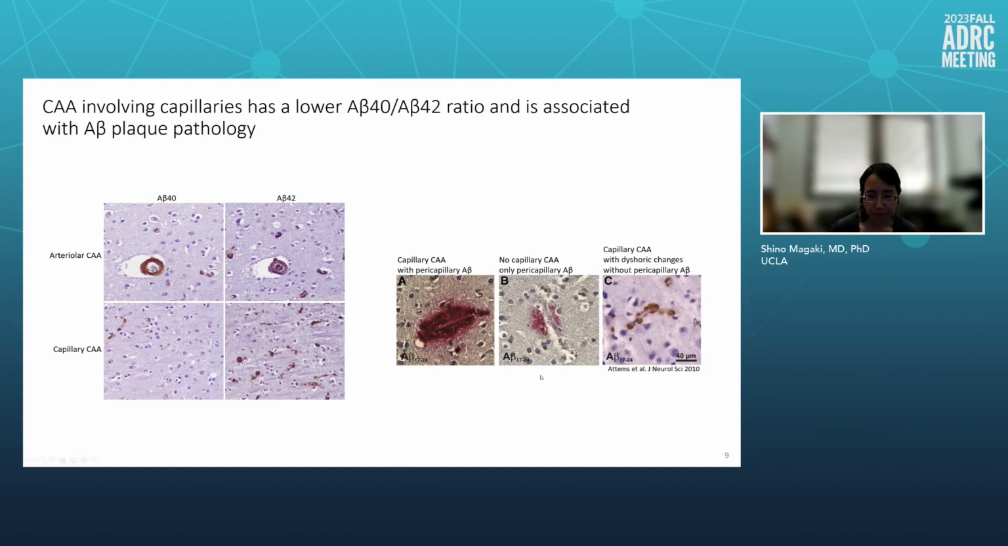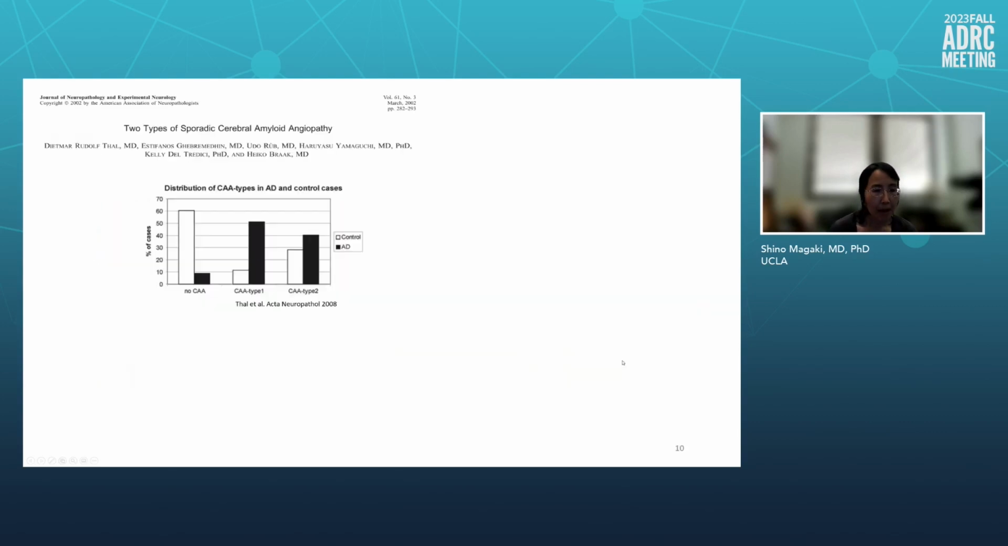And Dr. Adams described the A beta reactivity in the surrounding neuropil as pericapillary A beta, and reserved the term dyshoric changes that we saw in the larger vessels for plaque-like deposits of A beta extending out into the neuropil, but continuous with the basement membrane of a CAA-affected capillary. So much of the work on capillary CAA has been done by Drs. Dahl and Adams, and they subcategorize CAA into two types, whether or not there was capillary involvement. So they called capillary CAA type 1 and CAA that didn't involve capillaries type 2.